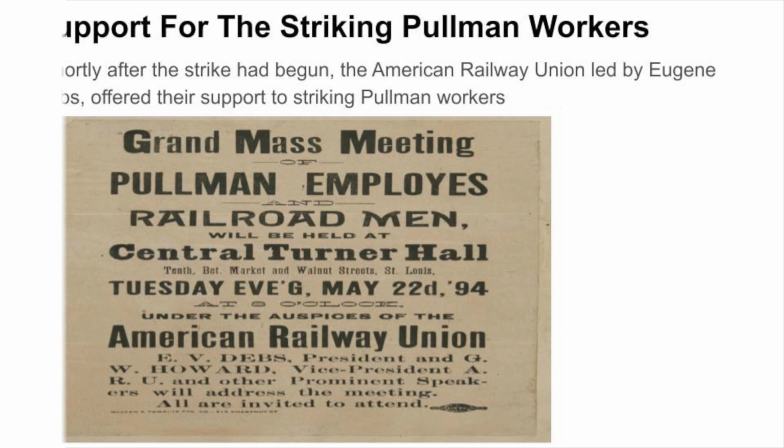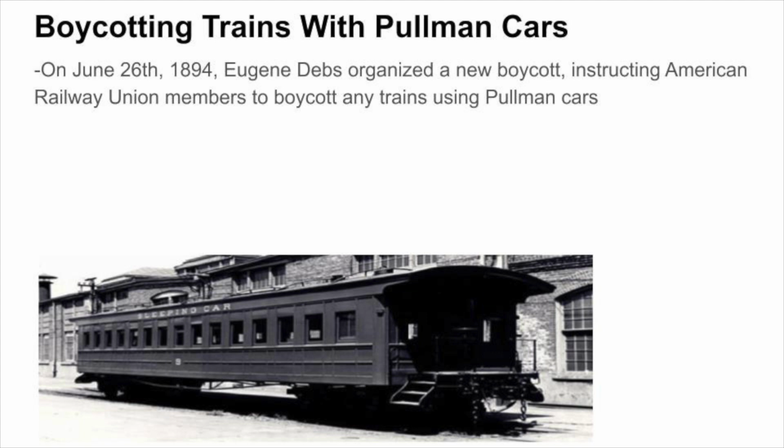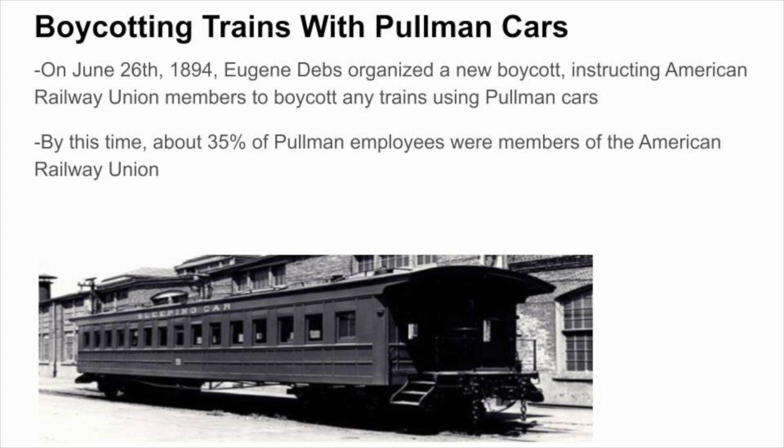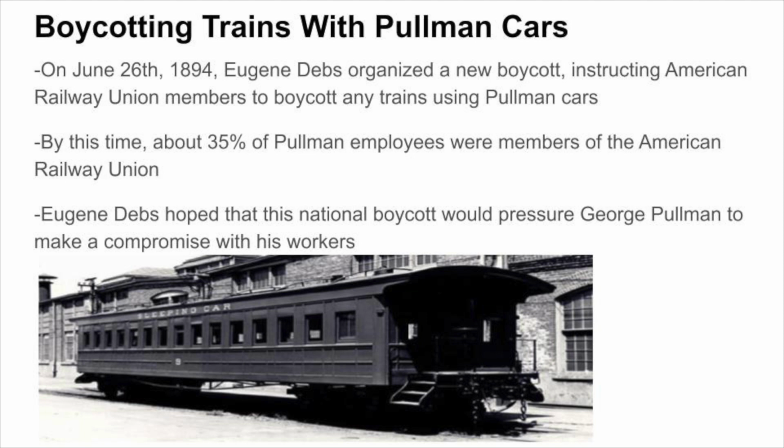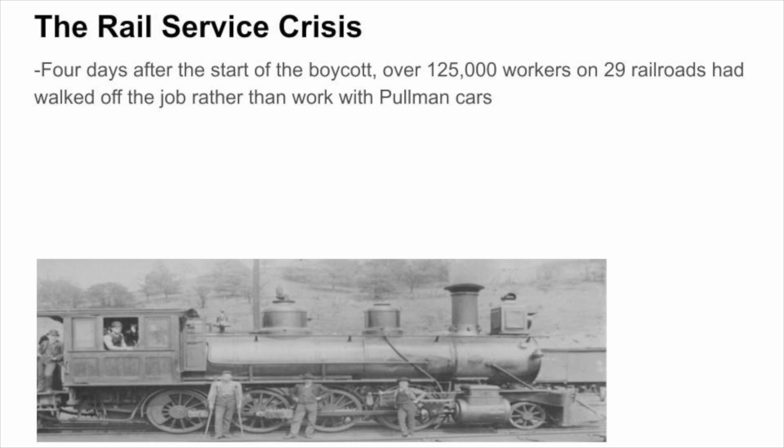On June 26, 1894, Eugene Debs organized a new boycott, instructing American Railway Union members to boycott any trains using Pullman cars. By this time, about 35% of Pullman employees were members of the American Railway Union. Eugene Debs hoped that this national boycott would pressure Pullman to make a compromise with his workers. 4 days after the start of the boycott, over 125,000 workers on 29 railroads had walked off the job rather than work with Pullman cars.